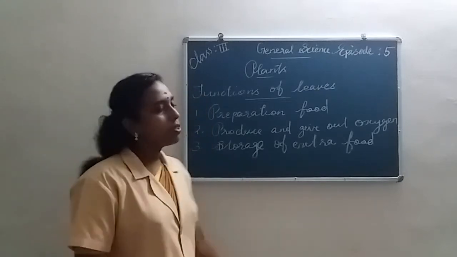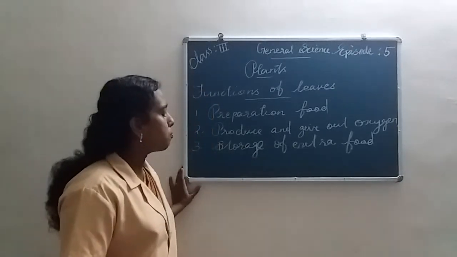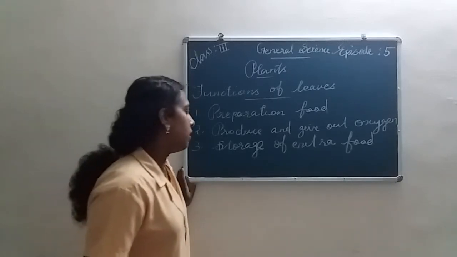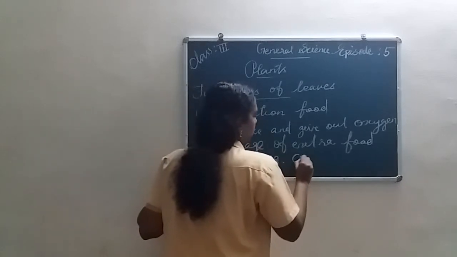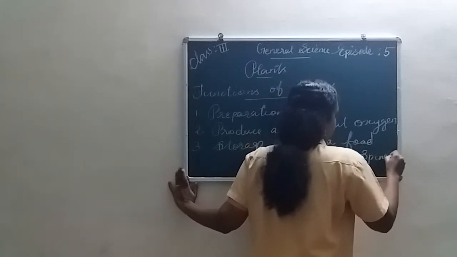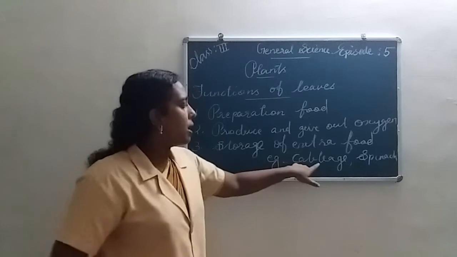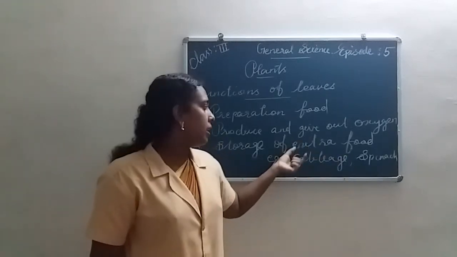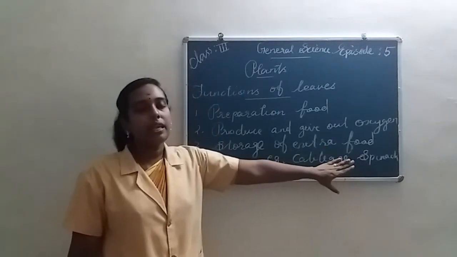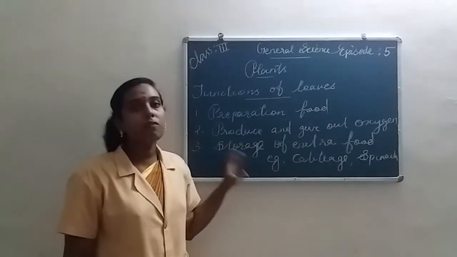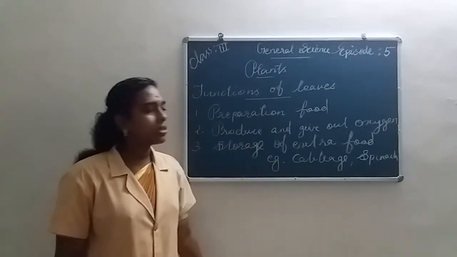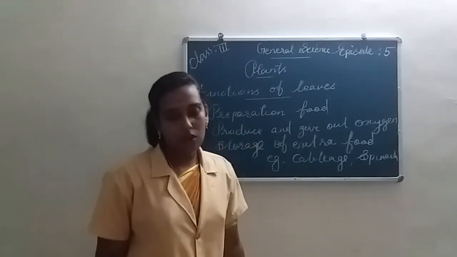And the next one is storage of extra food. The leaves of some plants like cabbage and spinach store extra food in them. In these plants, the leaves store extra food, and we eat the leaves of these plants because in these plants the leaves are the storage of the food. So these are the main functions of leaves: preparation of food, then produce and give out oxygen, and storage of extra food.